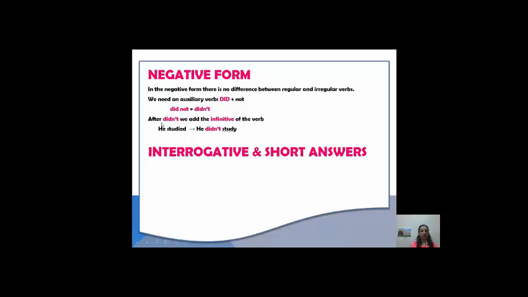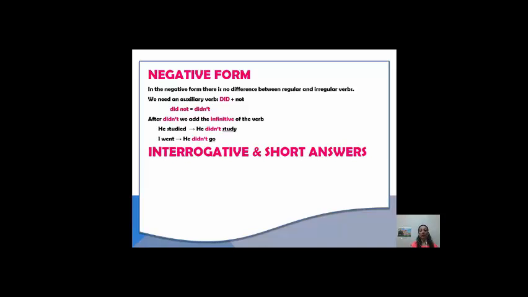He studied. This is a past simple. The negative form, he didn't study. Okay? I went. He didn't go. Study is a regular verb. Go is an irregular verb. Okay?